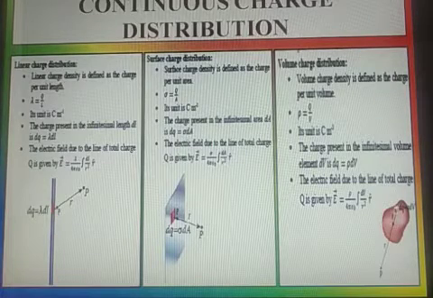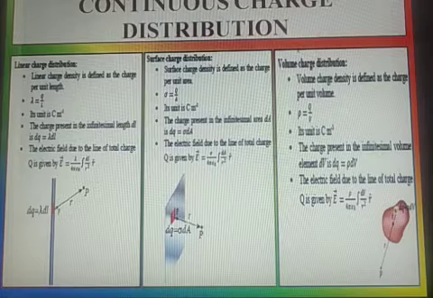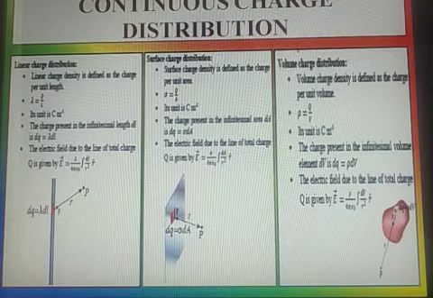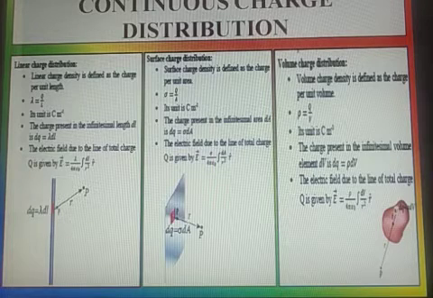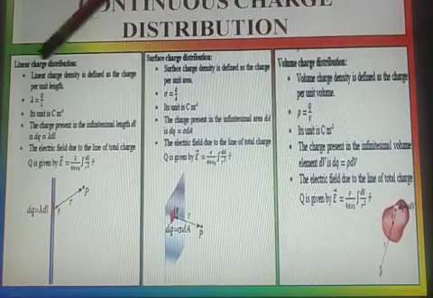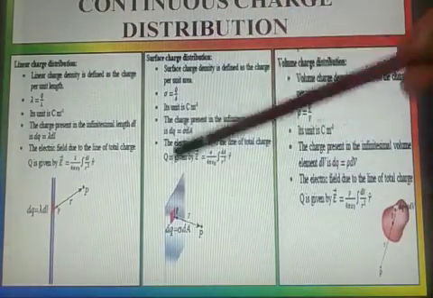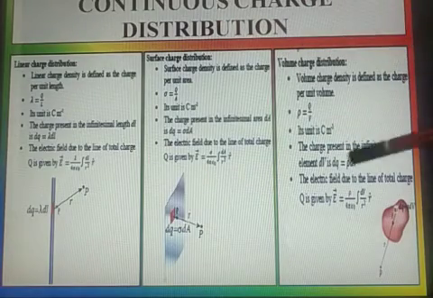This picture shows the continuous charge distribution of linear charge, surface area and volume objects. First one is linear charge distribution, we can use this one. Surface charge distribution, we can use this formula. Volume charge distribution, we can take this one.